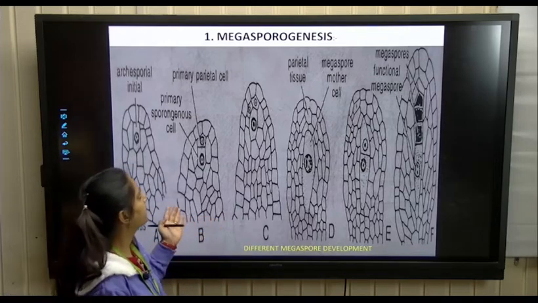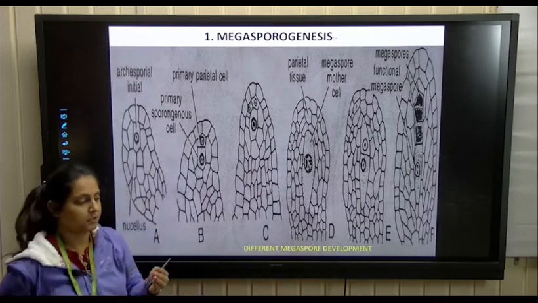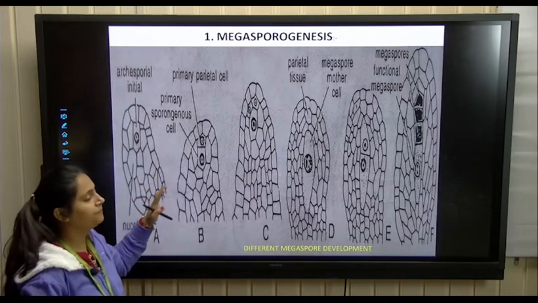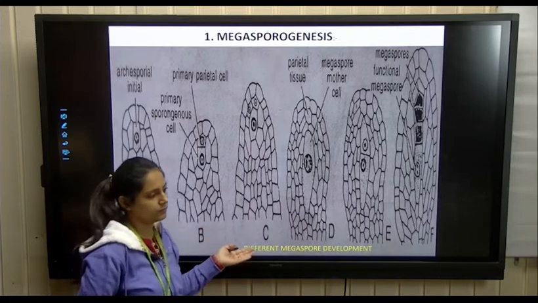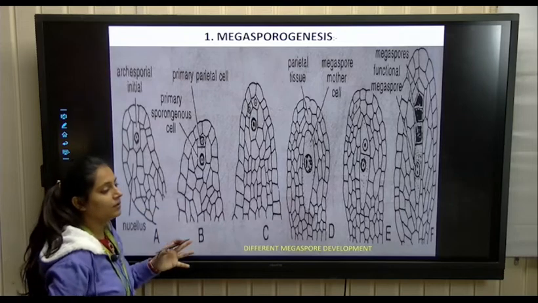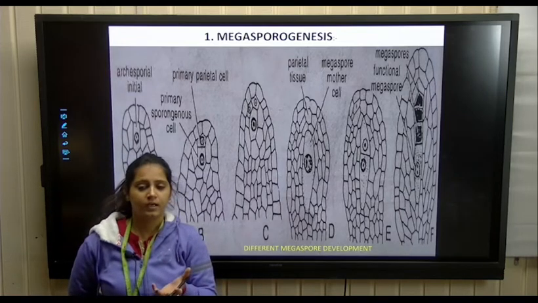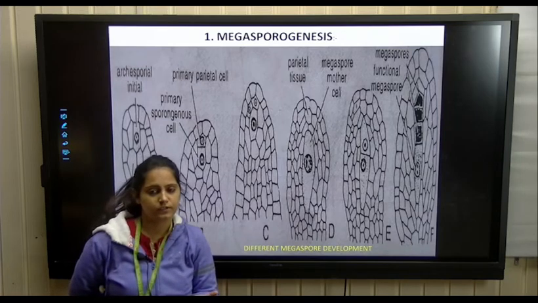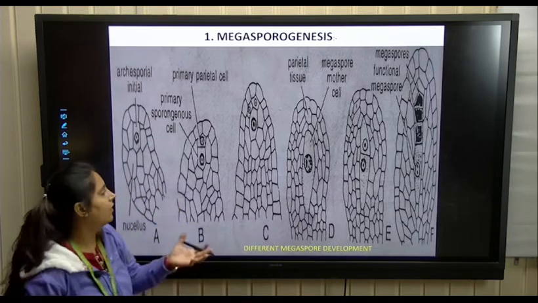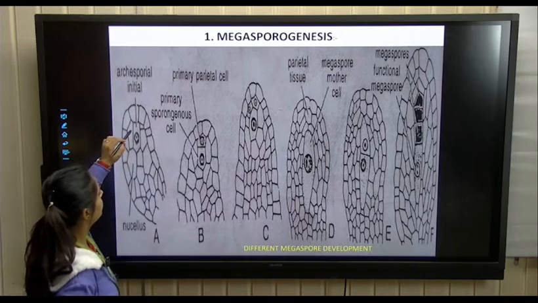Now we will discuss megasporogenesis and megagametogenesis. Megasporogenesis is the same as microsporogenesis. First, the archesporial initial: any cell which is dense in cytoplasm, has a conspicuous nucleus, is large in size, and has all the organelles well developed is known as the archesporial initial.